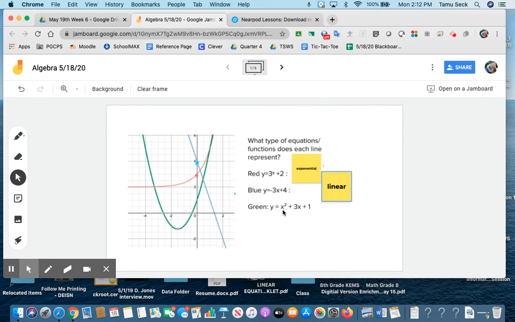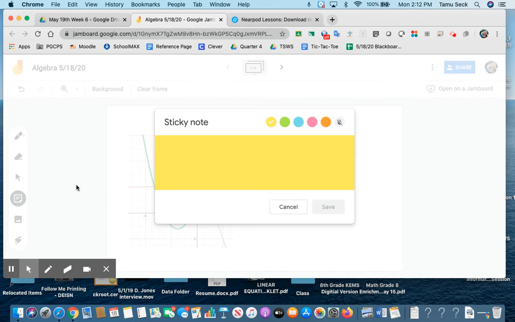And y equals x squared plus 3x plus 4. It is U-shaped. So it begins actually at 4. The y-intercept is 4. Okay? And it's U-shaped. So it is a quadratic function.